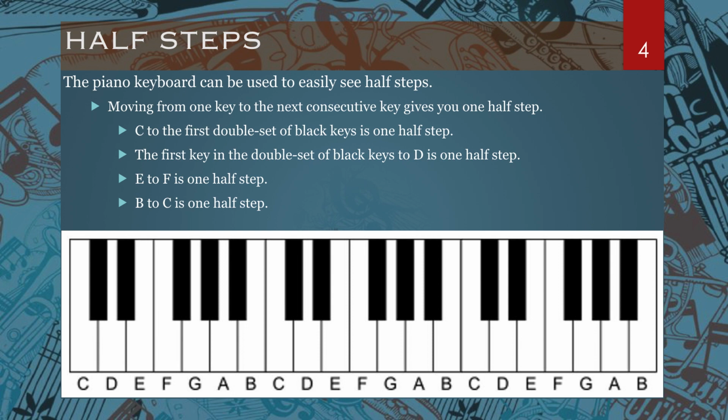Another place on the keyboard where there is no black key is between the notes B and C. So for now, you need to memorize that between E and F and B and C, the distance between those 2 sets of pitches is 1 half step because there is no black key. That's what you should take away from this right now, as well as moving from one key to the next on the piano keyboard is always going to be a half step.